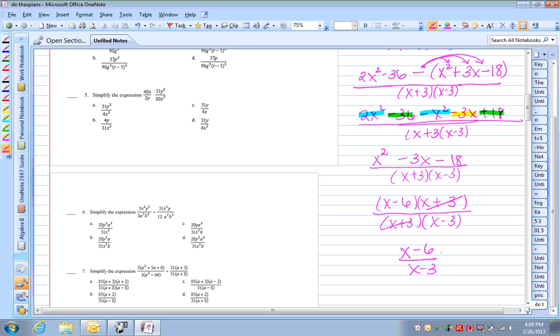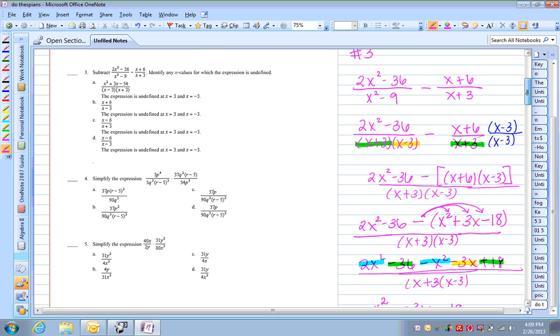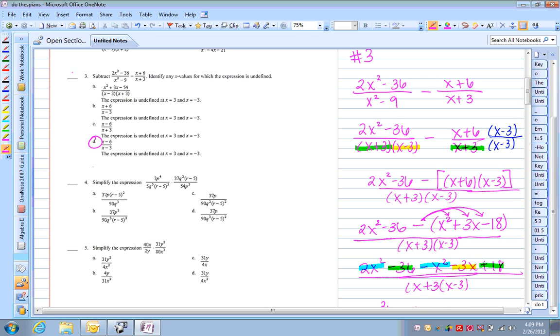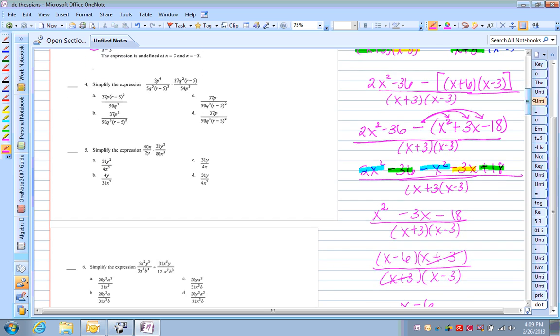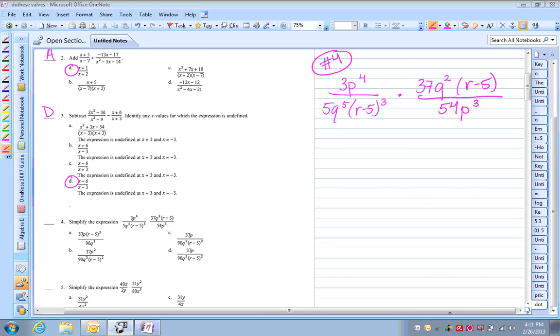And when I look back up at my answer choices, D is the only option with that answer choice. And I want to make sure and point out that D also says that the expression is undefined at 3 and negative 3. If you notice, that is because if you look at the completely factored common denominator of x plus 3 times x minus 3, the values of x that would make that common denominator 0 are negative 3 and positive 3. All right, let's move on to number 4.